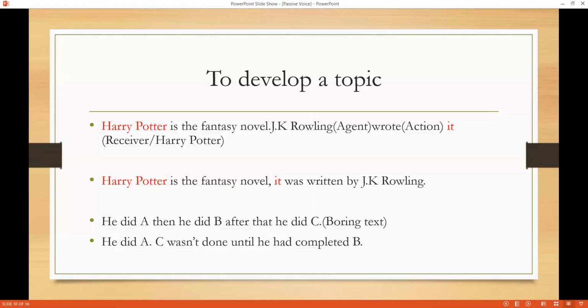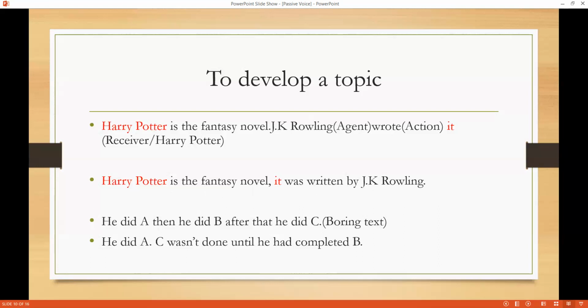So let me rewrite the sentence. It was written by J.K. Rowling. Read these two sentences together. Harry Potter is a fantasy novel. It was written by J.K. Rowling. Notice in this case, we are flowing smoothly from the first sentence to the second sentence. We are keeping the topic the same. That is a very important use of the passive voice.